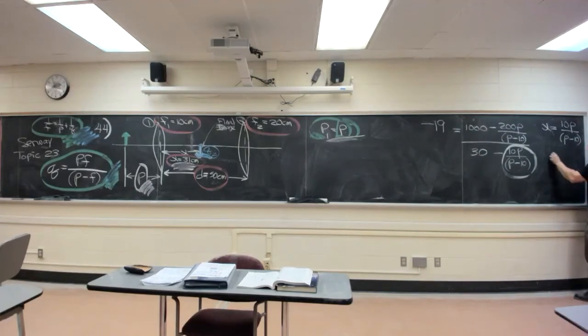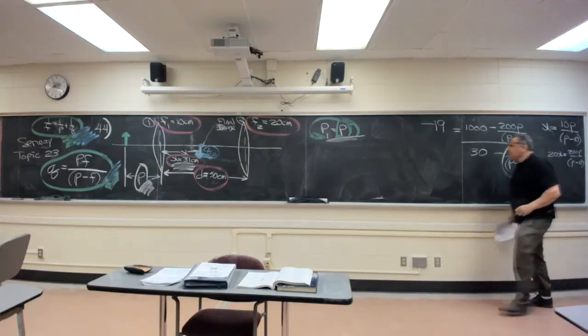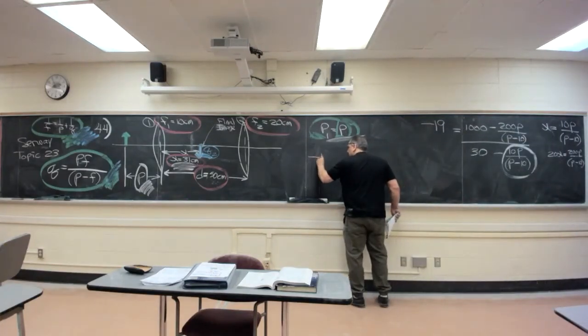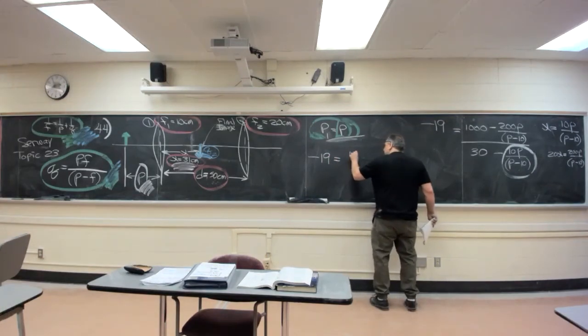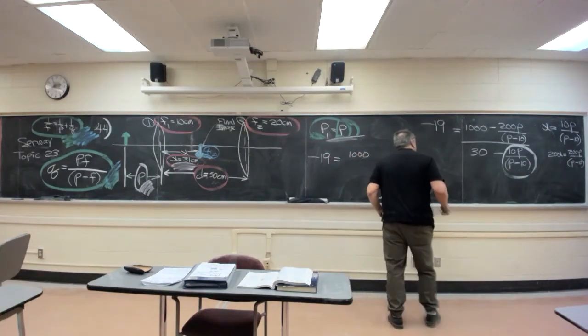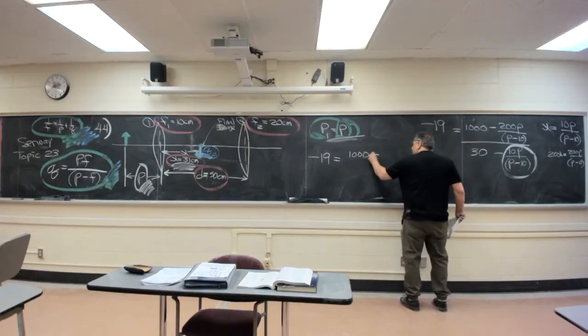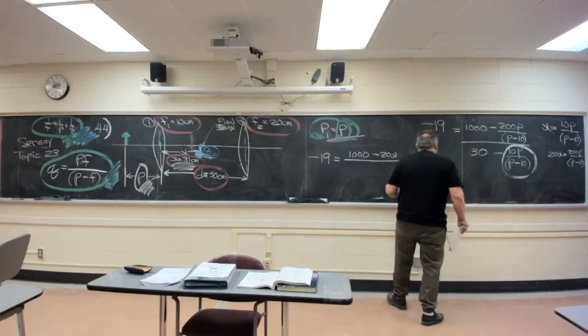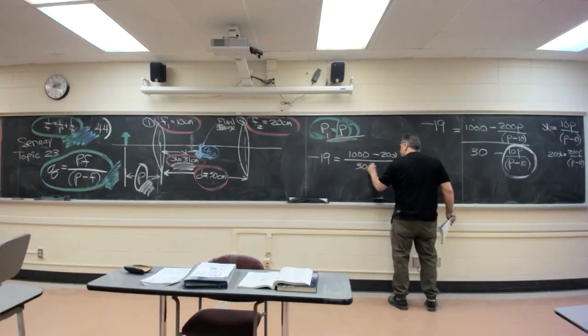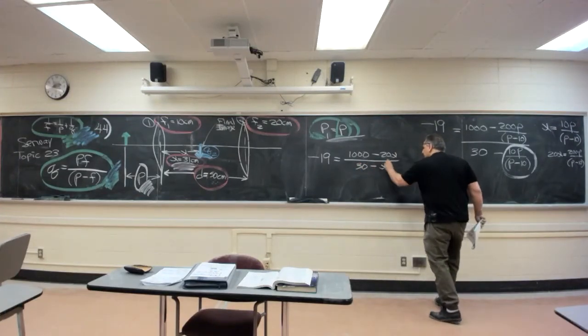And we know if you go 20 times x, you're going 20 times this, which is 200p over p minus 10. Let's see what we got. Let's see what happens. Maybe this is faster. It's a little bit off from, let me see what I got here. I got 1,000 here, minus 20x over 30 minus x.